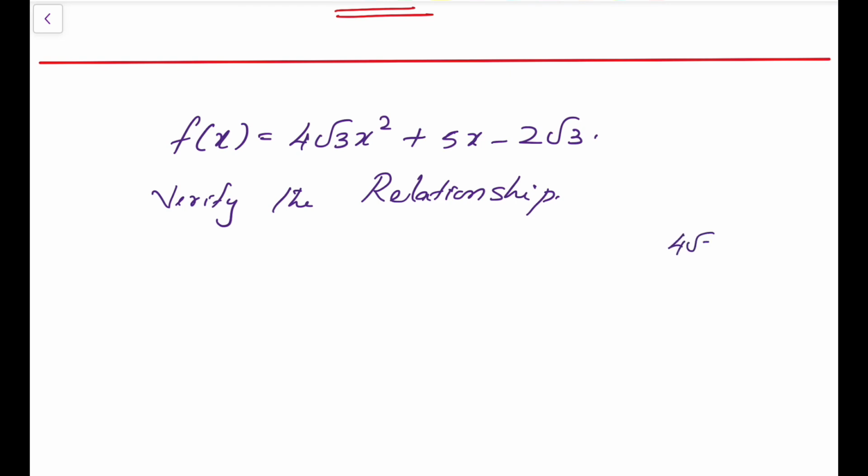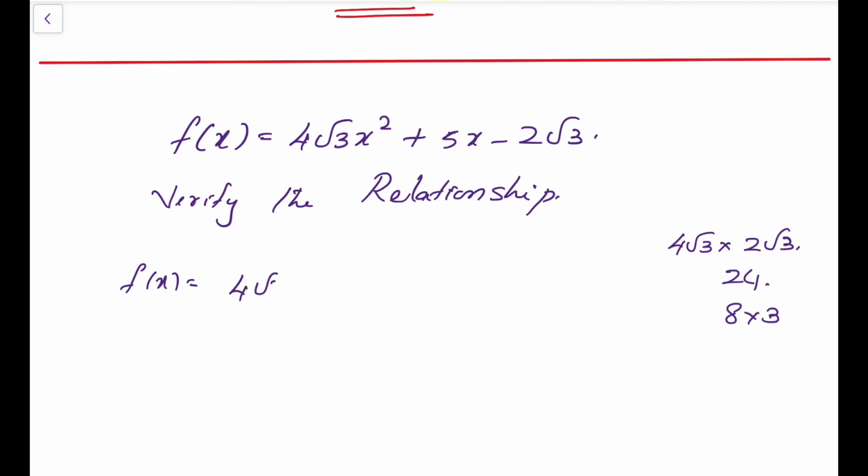Now to find the zeros, first we have to find the zeros. So this also you have learned last year. So 4 root 3 into 2 root 3. So 4 into 2, 8. 8 into 3, 24. Now 24 you can write as 8 into 3. So 5x is 8 minus 3, you will get 5x.